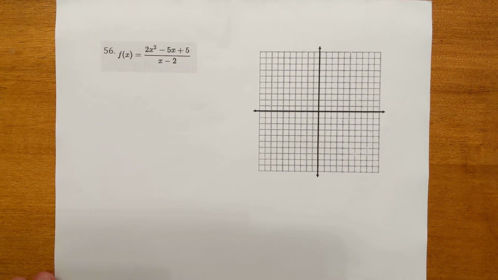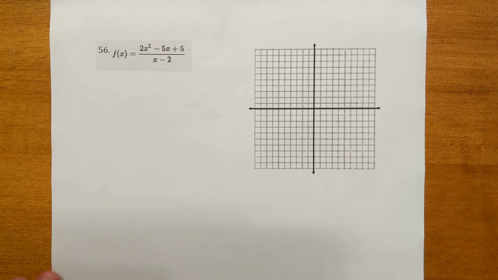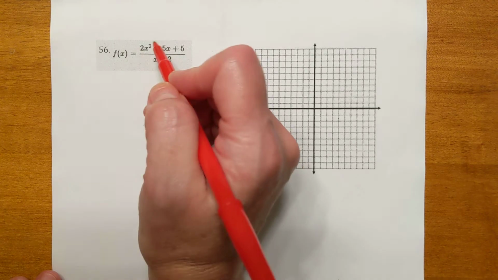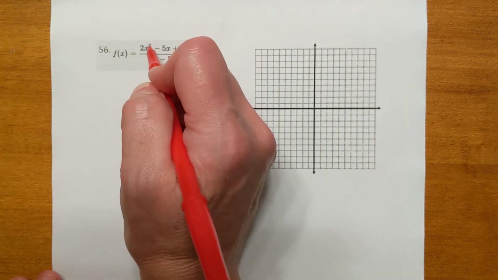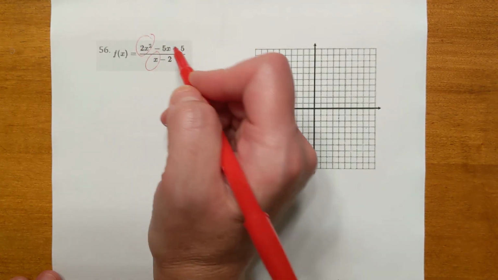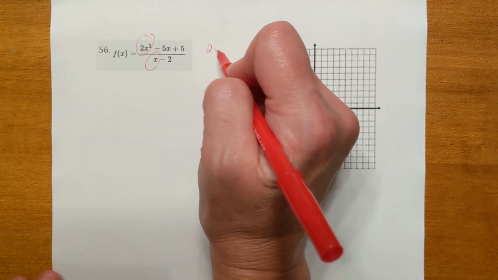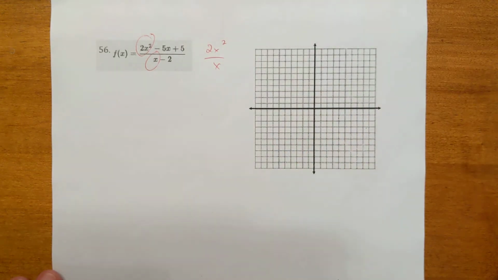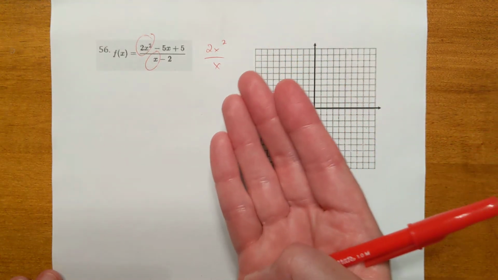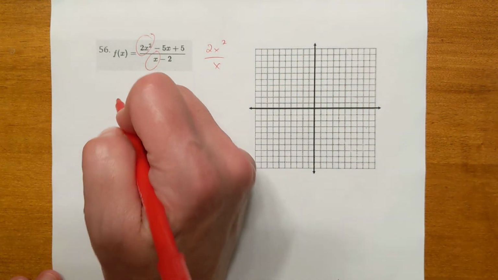Okay, so on the next page, this one also has a slant asymptote because the top is one more than the denominator. Here's the highest term on the top and on the bottom. So you've got 2x squared over x, so that makes it a slant asymptote, because again, the top is 1 greater than the bottom is. So we're going to divide.